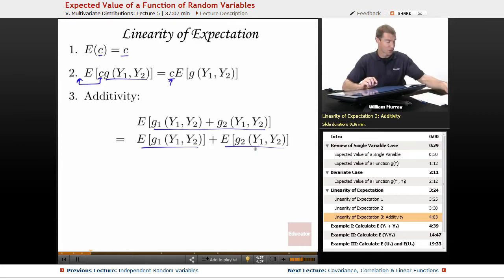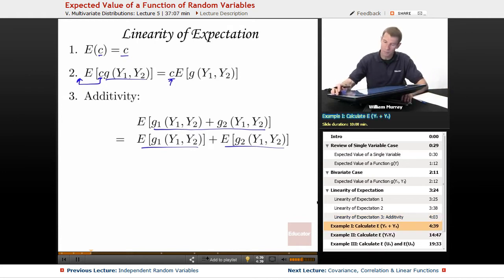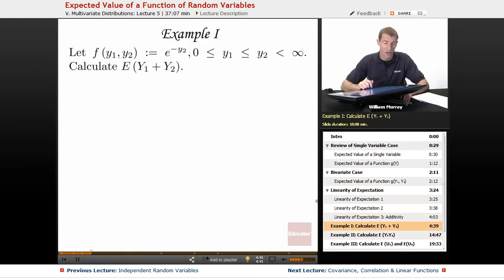So let's go ahead and start in on the examples. First example here, we have a joint density function of e to the negative y2. Remember that colon equals just means is defined to be. So our joint density function is defined to be e to the negative y2, and y1 and y2 are both between 0 and infinity, but y2 is always bigger than y1.